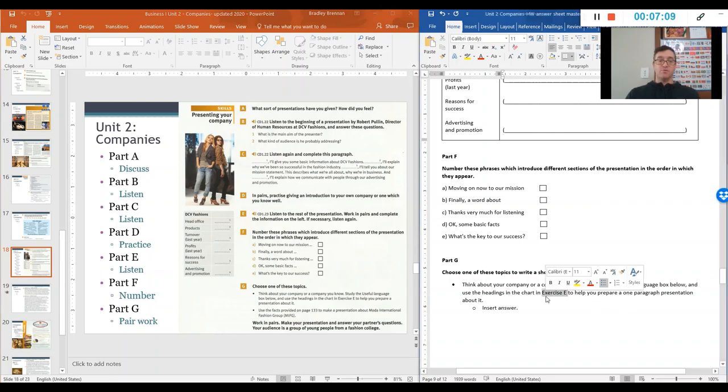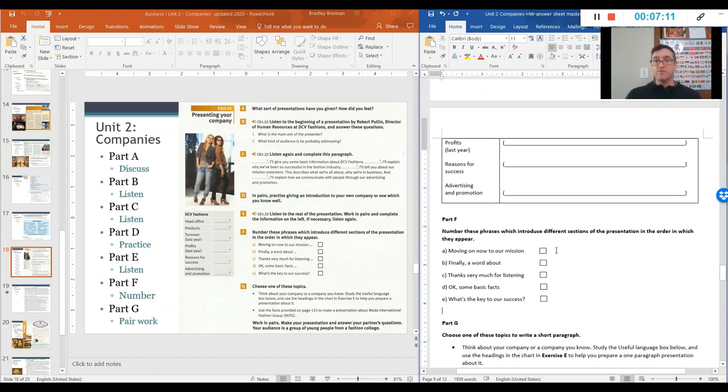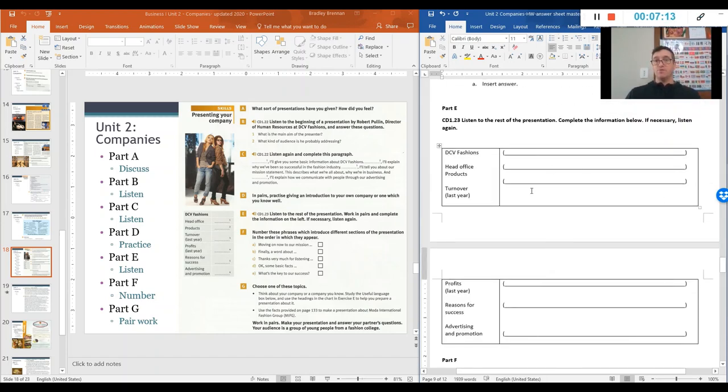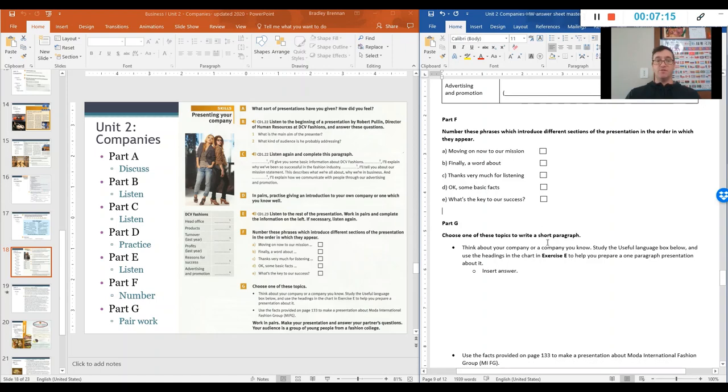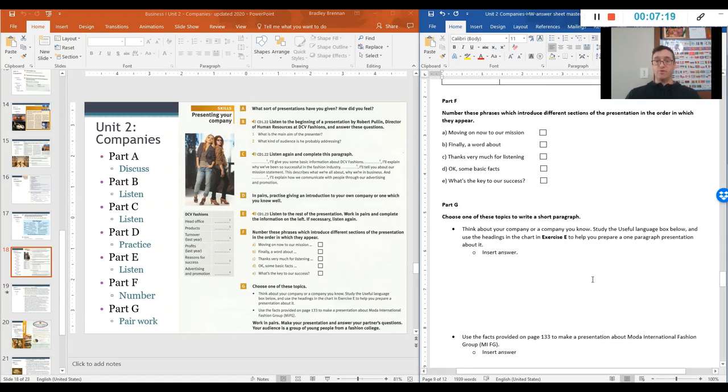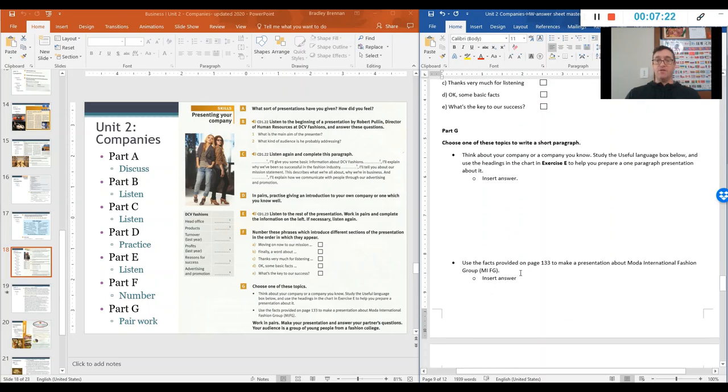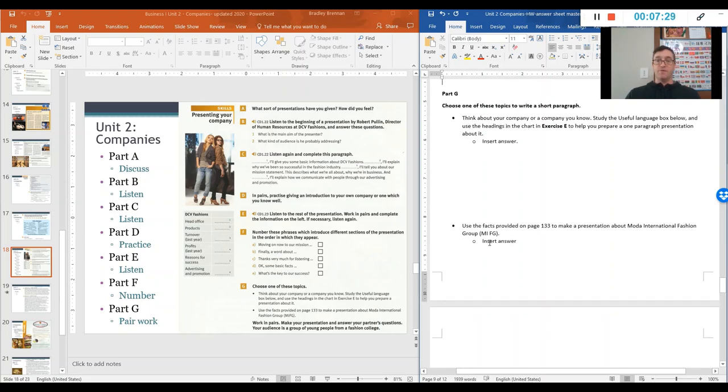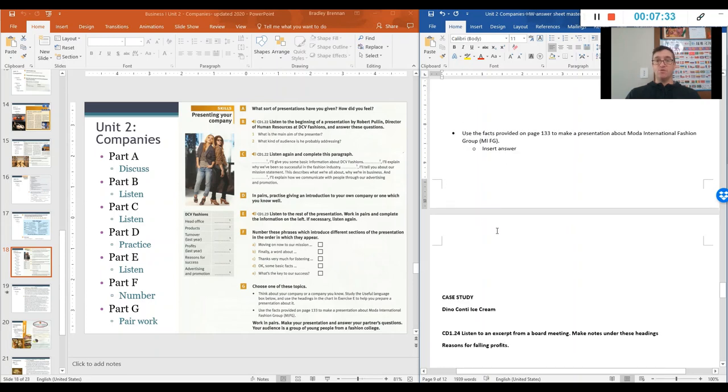So yes, exercise E. Using the information that you have here, plus in the book, there's the useful language part. So go ahead and answer that there. And then use the facts provided on page 133 to make a presentation about Moda International Fashion Group, MIFG. And then you can make a short presentation here, another one-paragraph presentation.